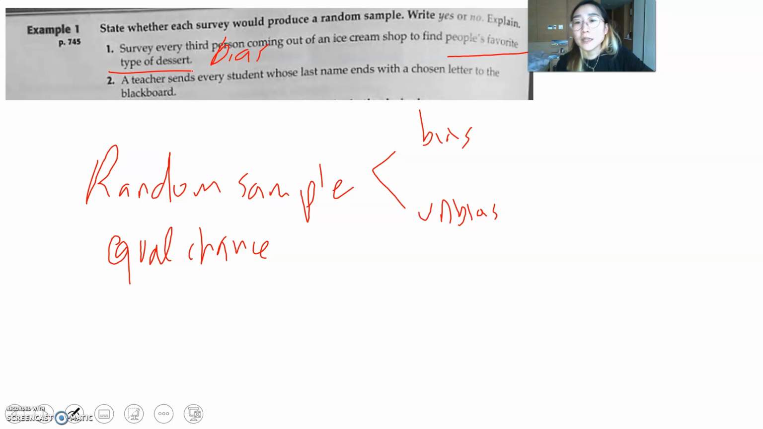A teacher sends every student whose last name ends with the chosen letter to the blackboard. That's random, right? Because it doesn't mean that if your last name starts with L, you're smarter, or not so smart, anything like that. So this one, we can consider unbiased, and it's random. Everyone has the same chance.